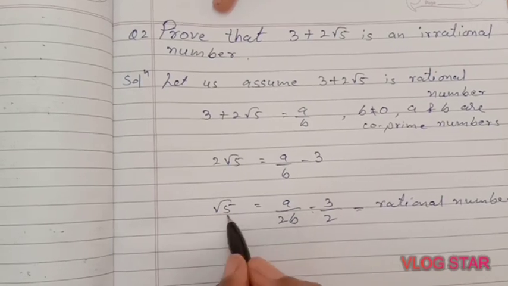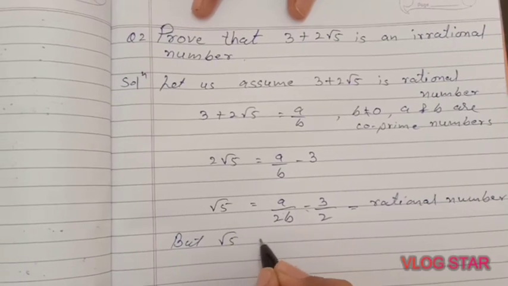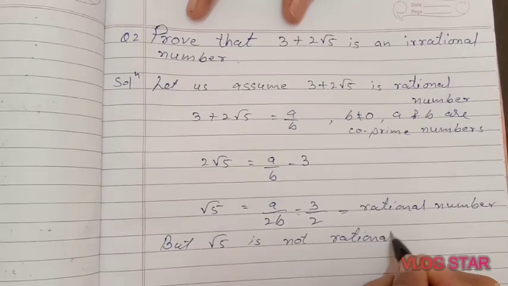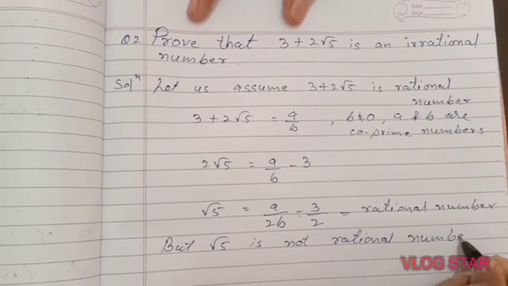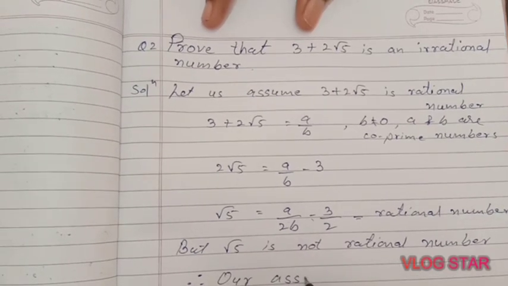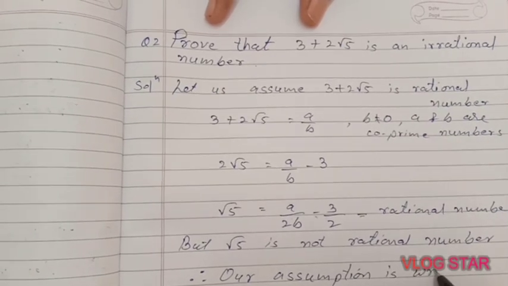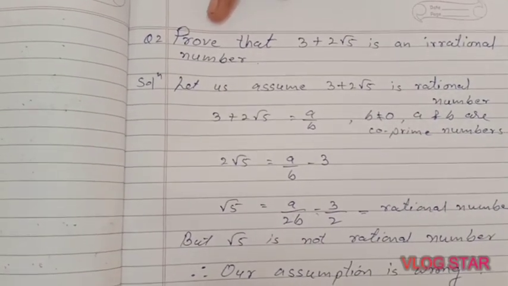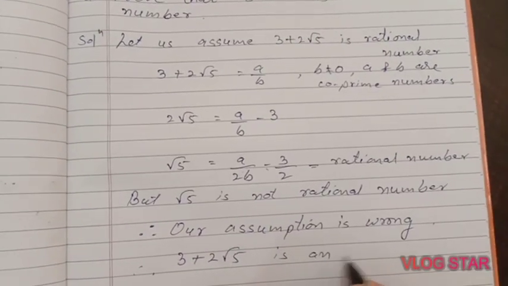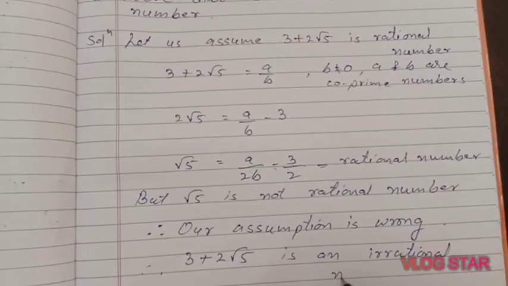But is root 5 rational number? No. Root 5 is not rational number. Therefore, our assumption is wrong. Therefore, 3 plus 2 root 5 is an irrational number.